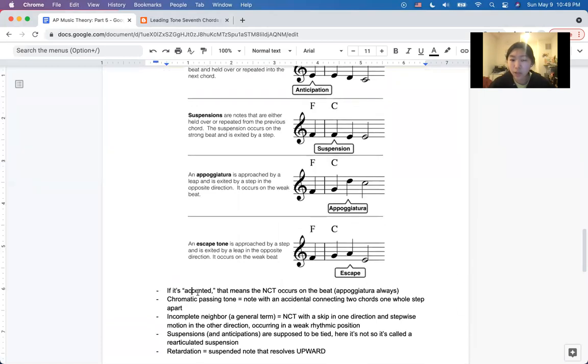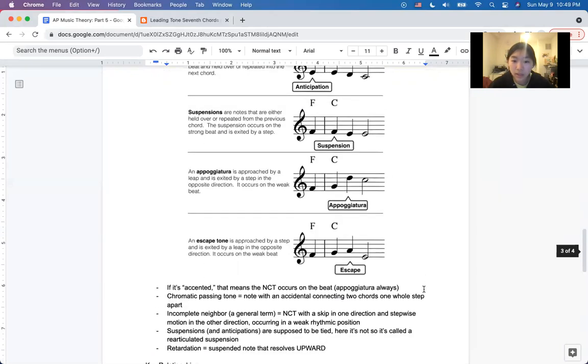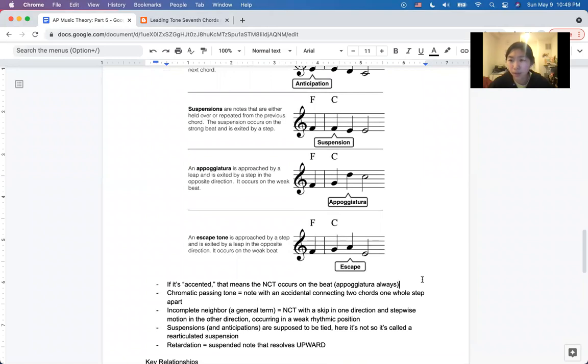So before I mentioned the concept of something being accented, for example, with a passing tone, that just means that it occurs on the beat when it's not really supposed to. For non-chord tones, most of the time it goes on the off beat, the weak beats. Usually they go on the weak beats, for example, the second or the fourth beat, simply because they're connecting to chords, which tend to be more important, hence the strong beats. But if it's accented, then it occurs on the beat. Note that the appoggiatura is the one exception that always occurs on the strong beat, so it's always accented.